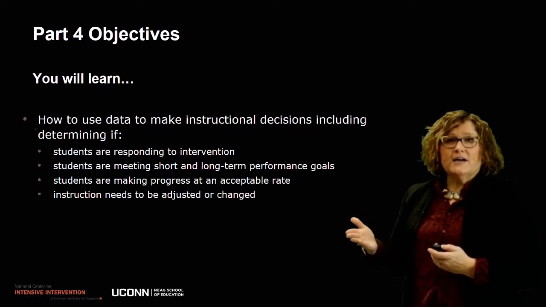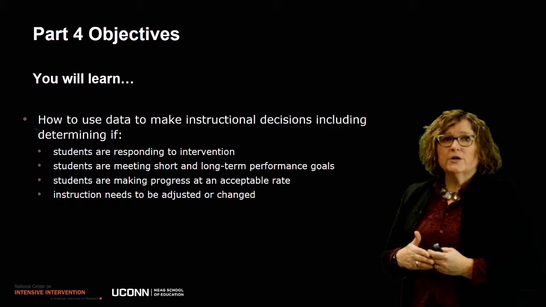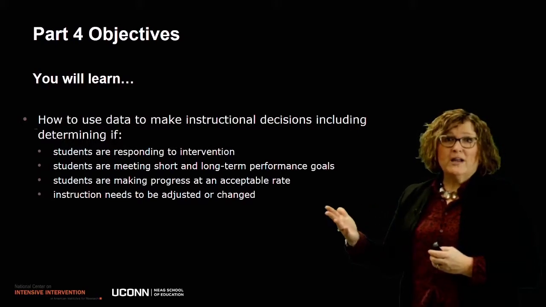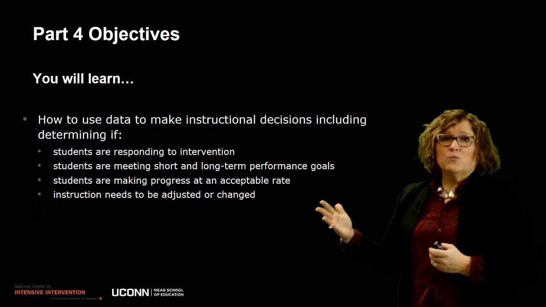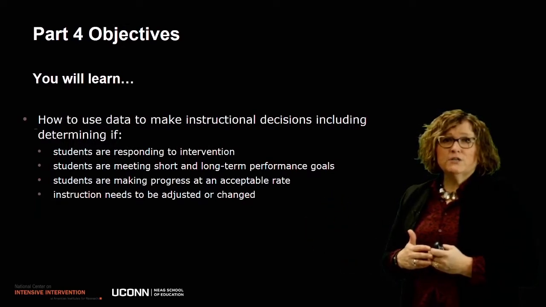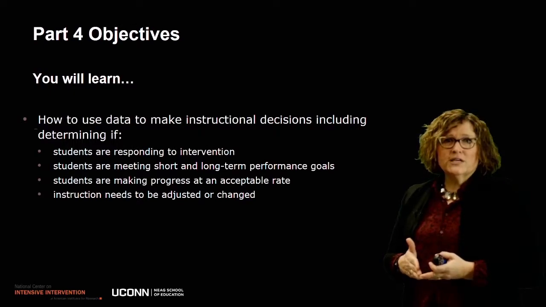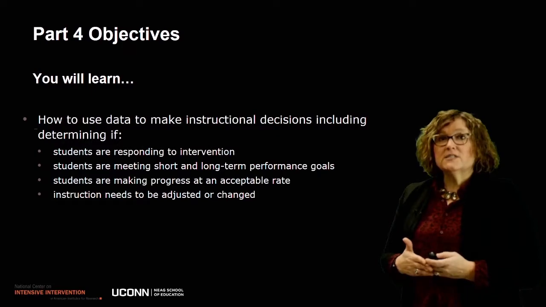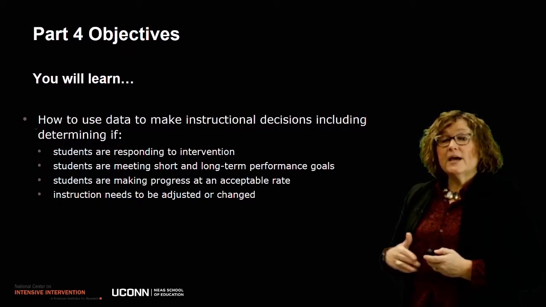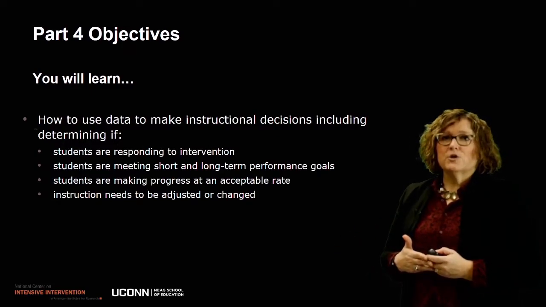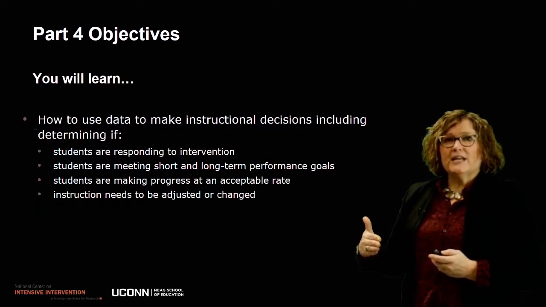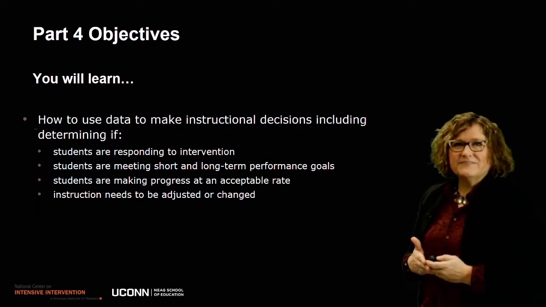In this part of the module, we're going to talk more about how decisions are made on whether students are responding to intervention, whether students are meeting their goals, students are making progress at an acceptable rate, and whether instruction needs to be adjusted or changed. So by the time we're done with this portion of the module, you'll have some pretty clear ideas about decision-making points that you can use to look at your data and be responsive to that data.